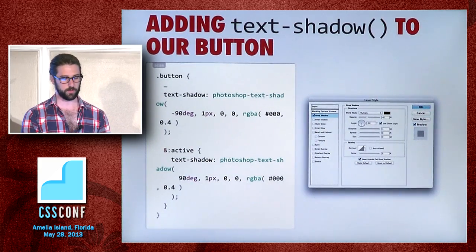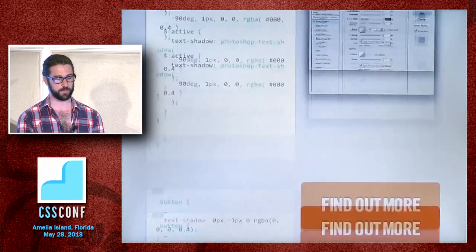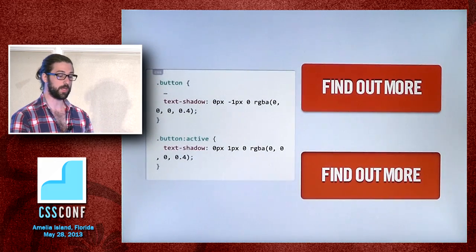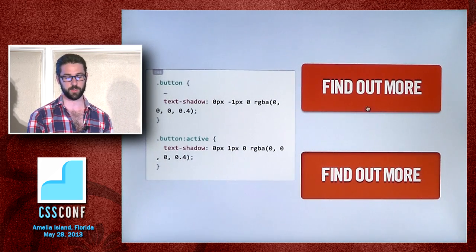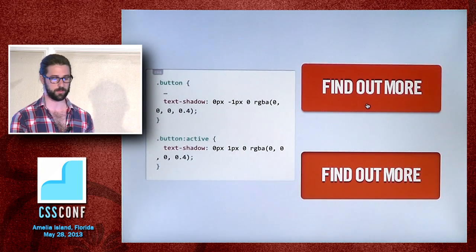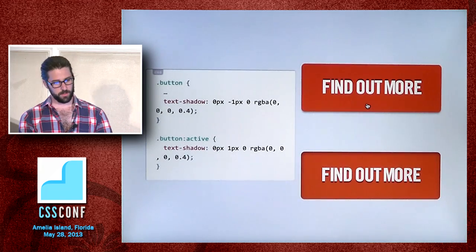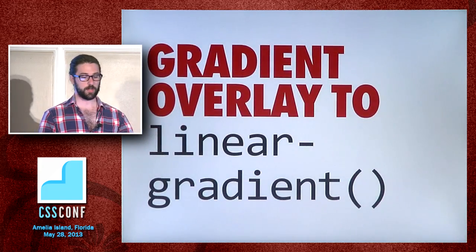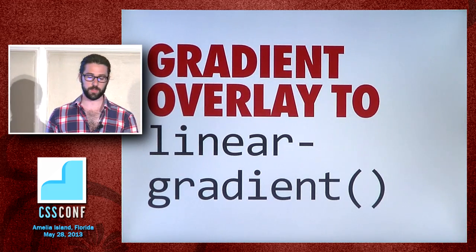And so again, we're going to add this to our button. We're going to put in the values directly from Photoshop, and then what gets output is a valid TextShadow. So now we have a TextShadow that alternates. When we click on it, it just goes from top to bottom, giving the illusion of depth. So we have our shadows, and now let's talk about how to convert a gradient overlay to linear gradient.